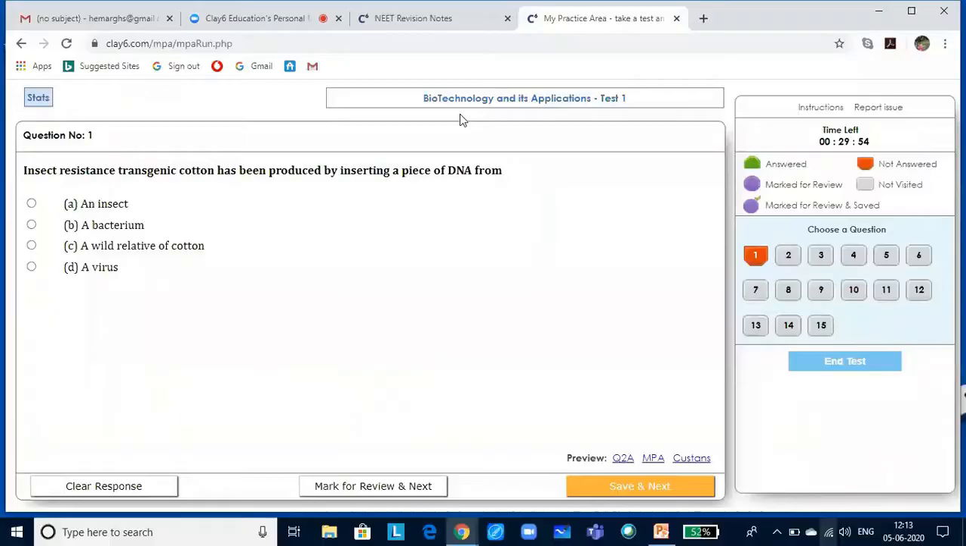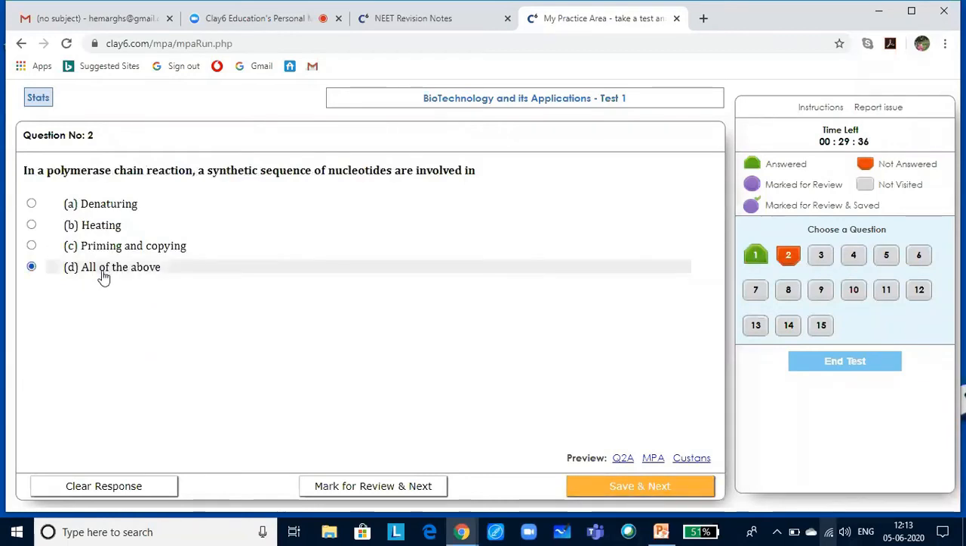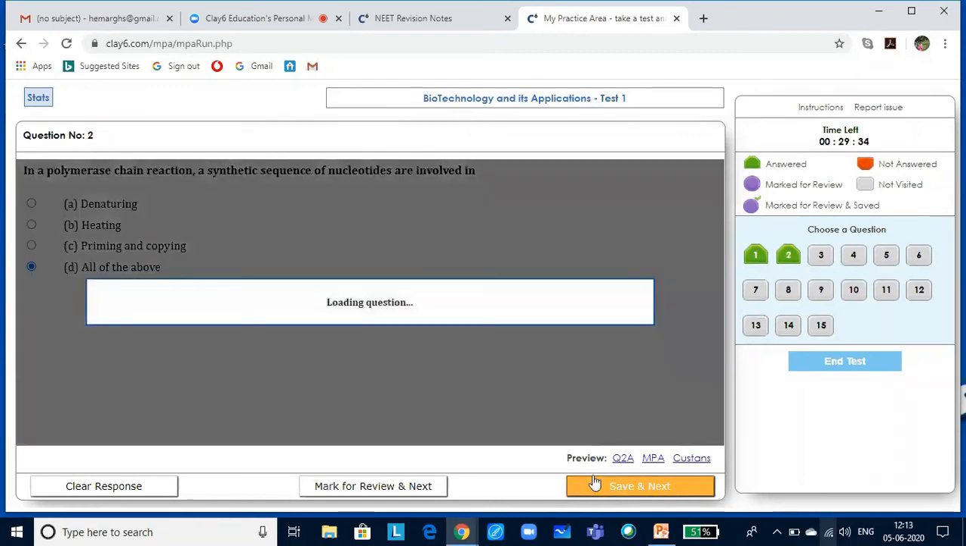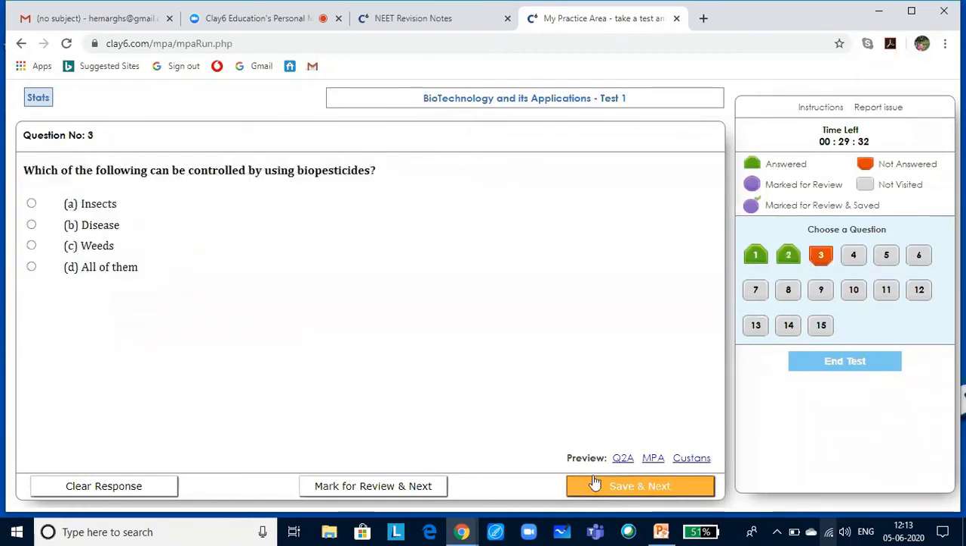Resistant transgenic cotton has been produced by inserting a piece of DNA from a bacterium, Agrobacterium tumefaciens. Now, in polymerase chain reaction, a synthetic sequence of nucleotides is involved in denaturing, heating, priming, and copying, all of the above. Which of the following can be controlled by using biopesticides? All of them can be controlled by using biopesticides.